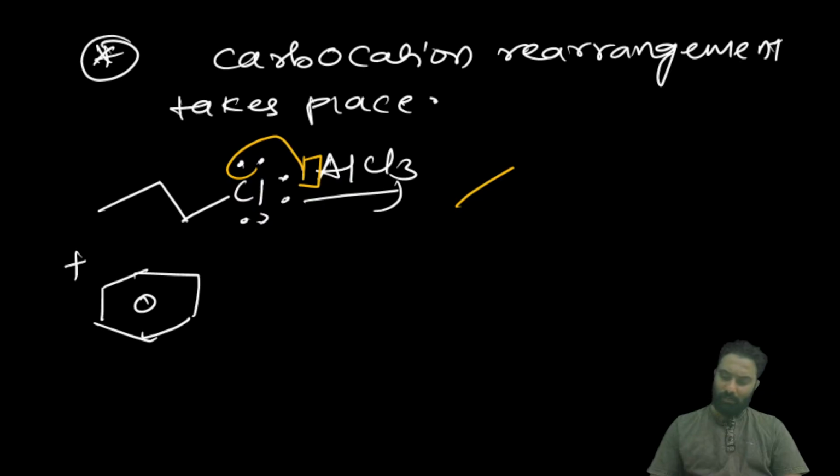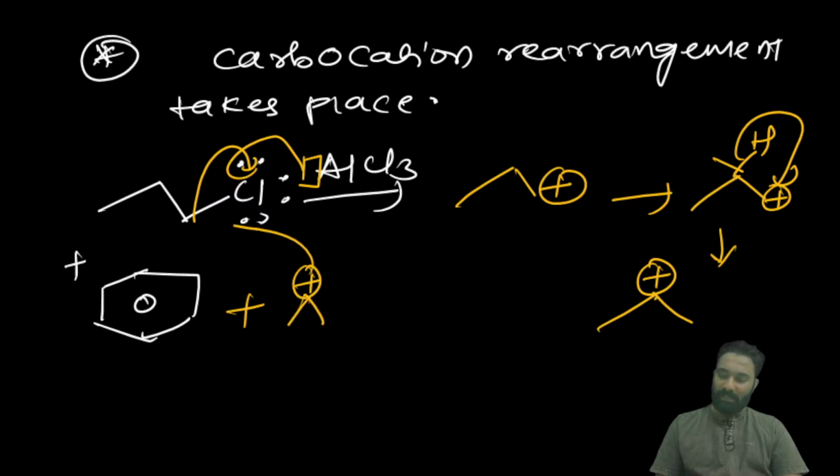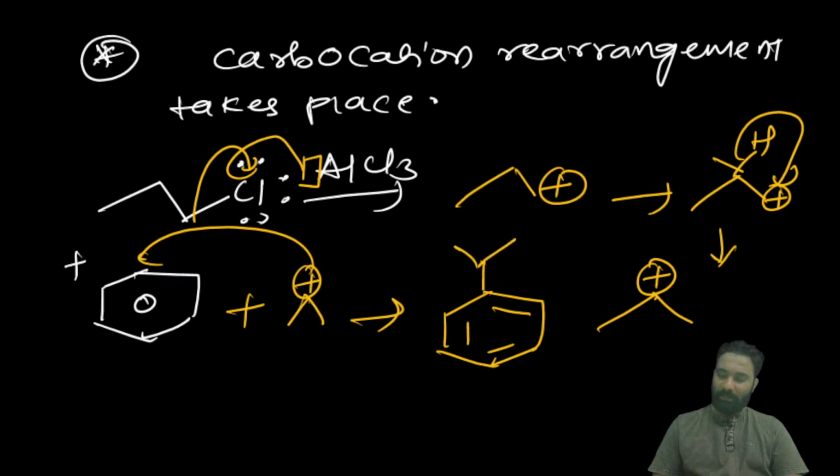Because this chlorine takes the bond pair of electrons and leaves, here we will get the carbocation. But here a 1 degree carbocation has been generated, and a 1 degree carbocation is unstable. Then the carbocation can be rearranged to make a 2 degree carbocation. This 2 degree carbocation, which is the electrophile generated, will go and attack the benzene and we get the product in this manner. This one we call cumene or isopropyl benzene.